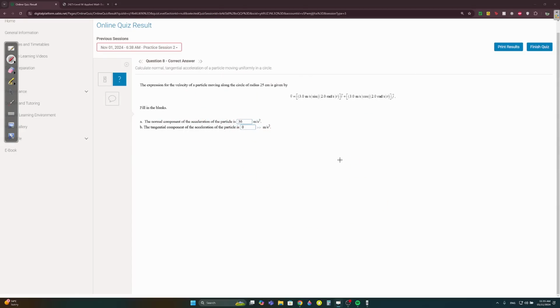Question 8. The expression for the velocity moving along the circle of radius 25 is given by v is equal to 3 sine 2 rad t plus 3 cosine 2 rad t. Find the normal component of the acceleration and the tangential component. Without doing part A, if it's moving along a circle, that means a tangential is always equal to 0. Okay. The normal component of the acceleration.